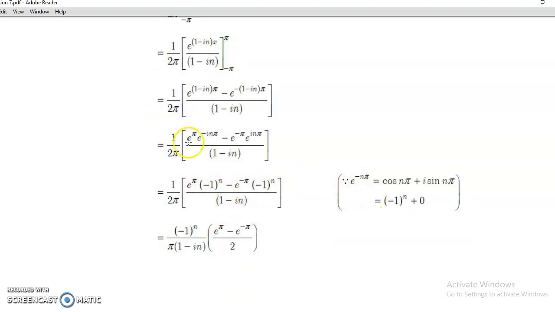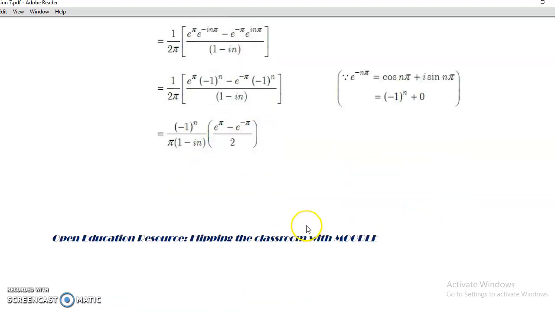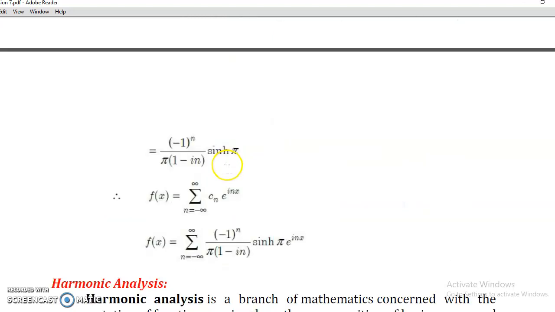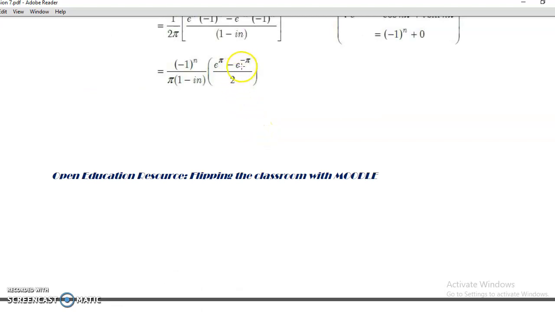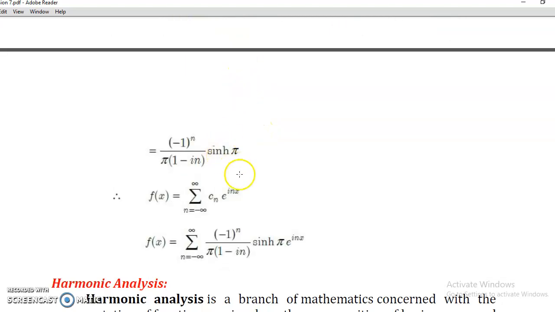Here you can see that e power minus in pi expansion is cos n pi plus i sin n pi. Cos n pi value is minus 1 the whole power n. Have a substitution here. Sin n pi value is 0. You knew it. So this is the answer. You can still simplify this. E power pi minus e power minus pi by 2 can be called sin h pi. So this is the answer.